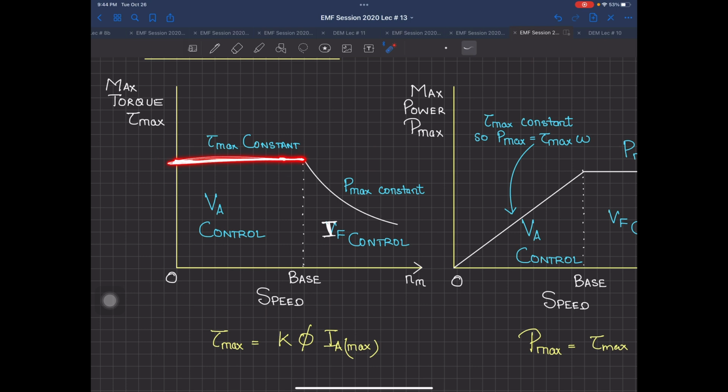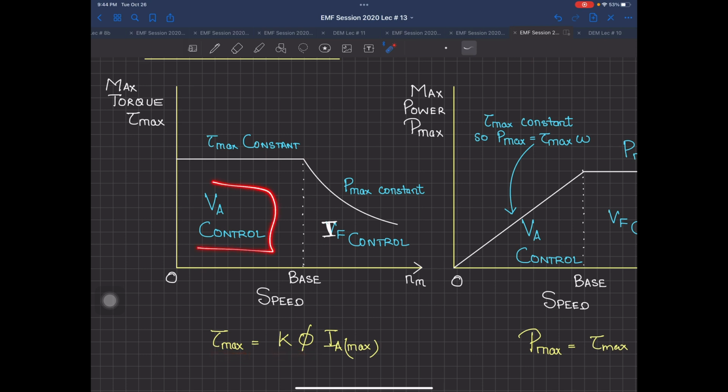I'm not talking about the load that you can apply. I am asking how much torque you can get out of your machine. If your machine is going from 0 to some base speed value, that value is constant. Why is it constant? Because torque is equal to K phi.